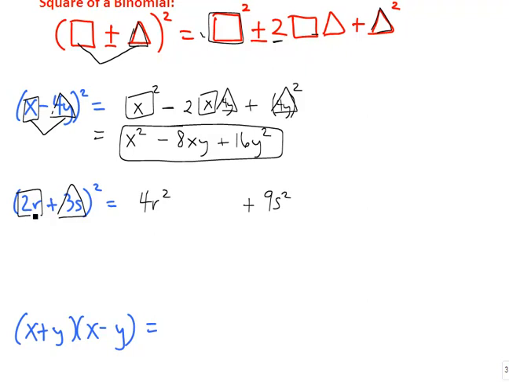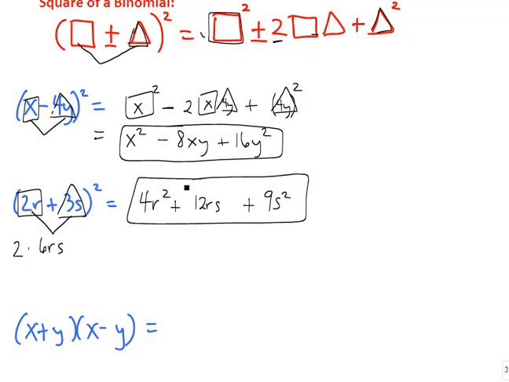Then to get your middle term, you're going to take these two multiplied together. So 2r times 3s becomes 6rs, but we have to double that because we're going to get two of them. 2 times 6 is 12rs, and since we had plus in the parentheses, our middle term is also plus. And here's our solution.